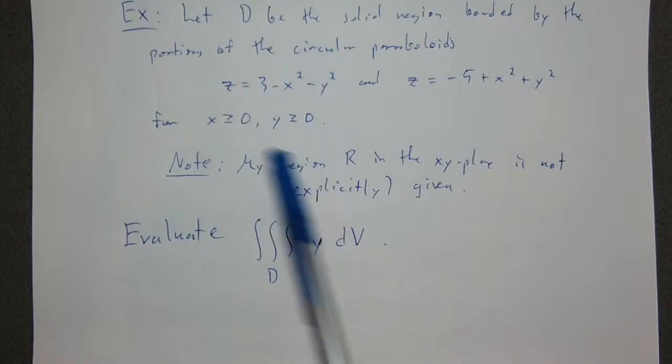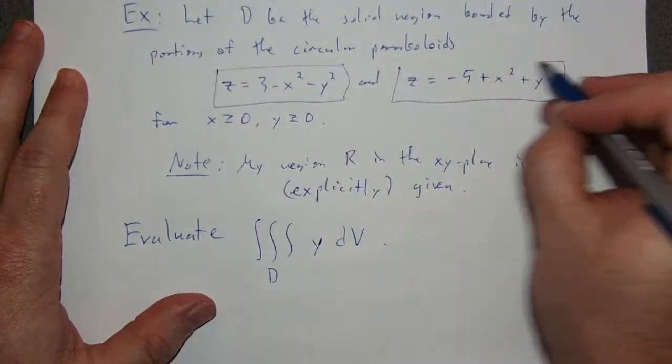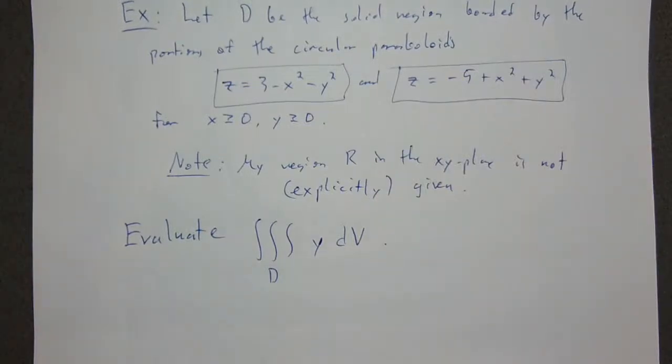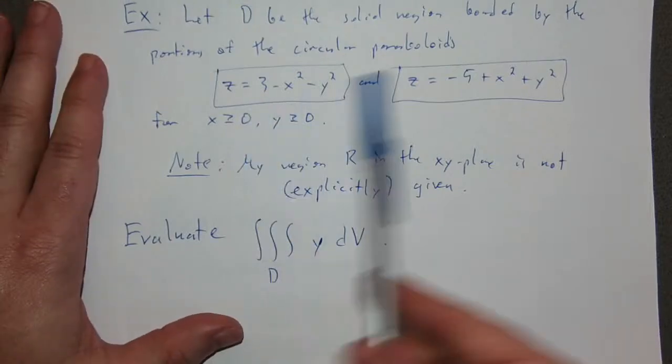First of all, what does this region D look like? These circular paraboloids are simple enough that you should have a nice catalog in your brain of what these things look like in similar objects. So, what do these look like?